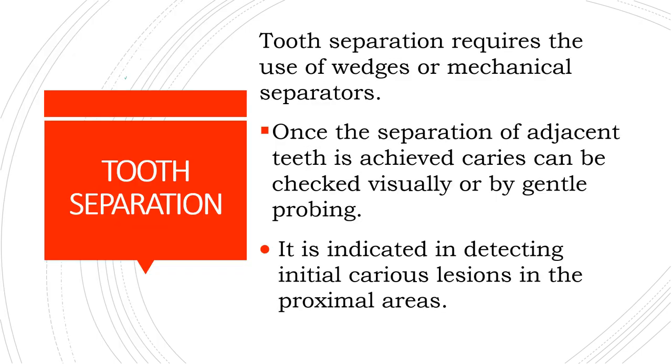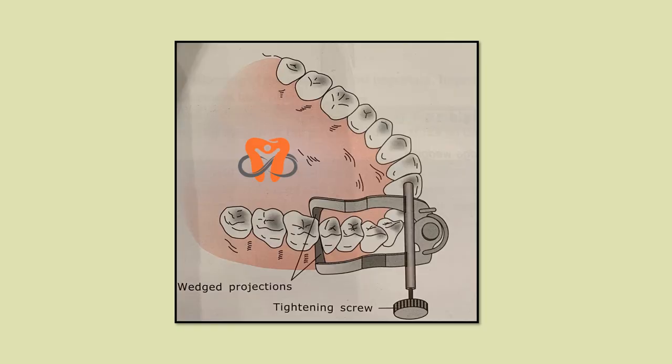Then coming to tooth separation. Now, tooth separation requires the use of wedges or mechanical separators. Now, you physically separate the teeth. Once the separation of adjacent teeth is achieved, caries can be checked visually or by gentle probing. It is indicated in detecting initial caries lesions in the proximal areas, when you have doubt whether the caries is present or not.